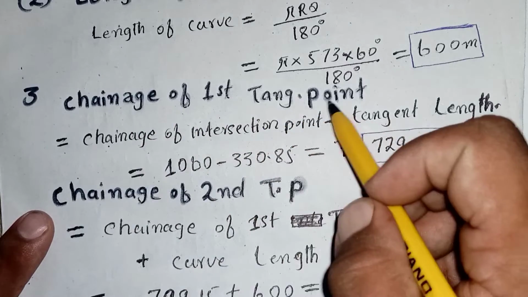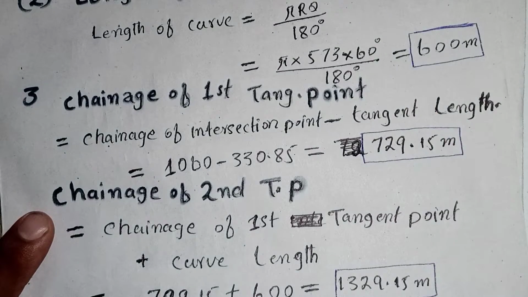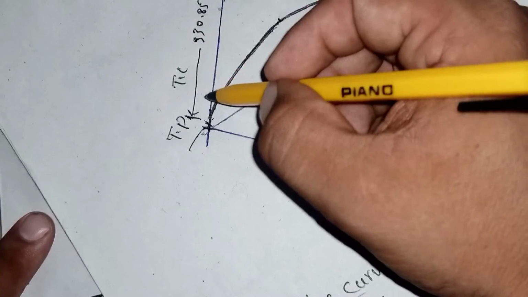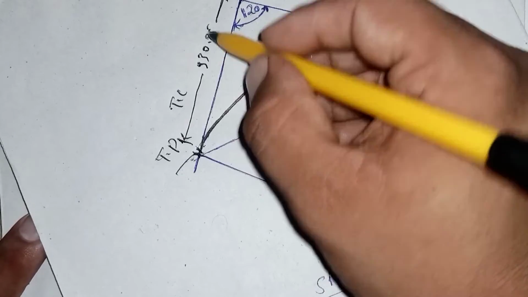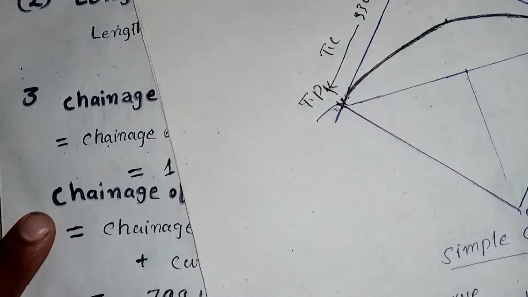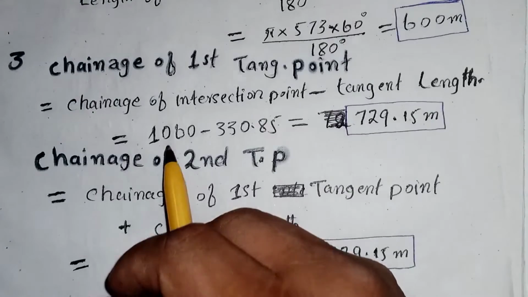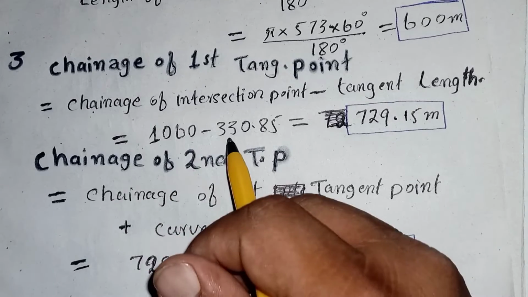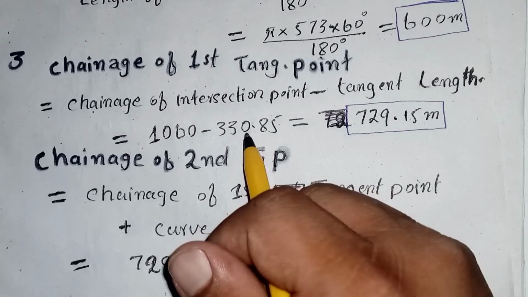Chainage of first tangent point is equal to chainage of intersection point minus tangent length. As I have told you, chainage of intersection point minus tangent length. So we have 1060 meters minus 330.85 meters. Then we will get the chainage of this point. So chainage of intersection point is equal to 1060 meters minus 330.85 meters, which is this tangent length.